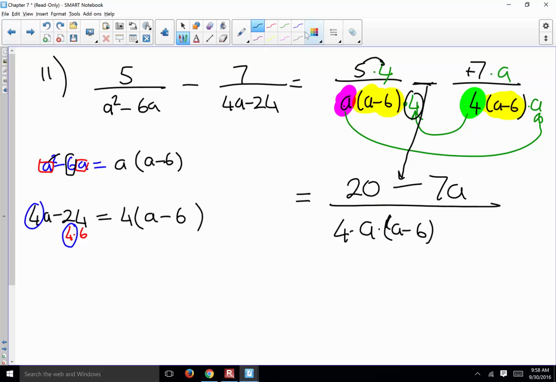Alright, next. Combine like terms here. Can you combine any like terms here? No. Can you factor anything though? After combining, we try to factor. Can you combine anything from 20 and 7a? 20 has factors 4 and 5. 7 is just 7. They're not matching. So I can't factor. So this is my final answer then.